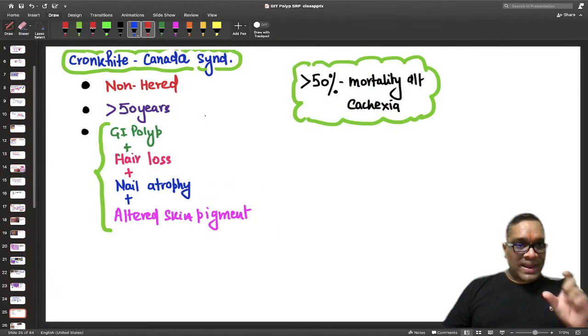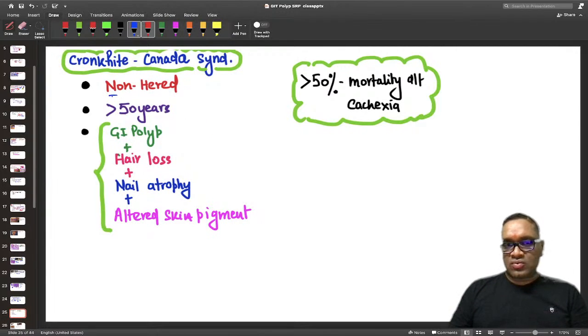Now, Cronkite Canada syndrome was also given in the option. So as I said, they do not have any hereditary factor. They are a non-hereditary condition, right? And the second thing, their findings will be seen beyond 50 years. This patient was a young patient, right? So beyond 50 years of the age group, you are going to see Cronkite Canada syndrome.